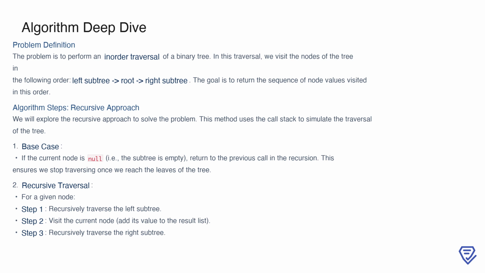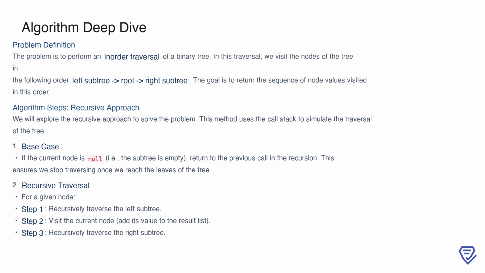First, we have the base case. If the current node is null, meaning we've reached the end of a subtree, we simply return and stop further traversal in that direction. In this problem, we are tasked with performing an inorder traversal of a binary tree, which means visiting the nodes in the following sequence: first, the left subtree, then the root node, and finally the right subtree. The goal is to return the sequence of node values as they are visited in this specific order.